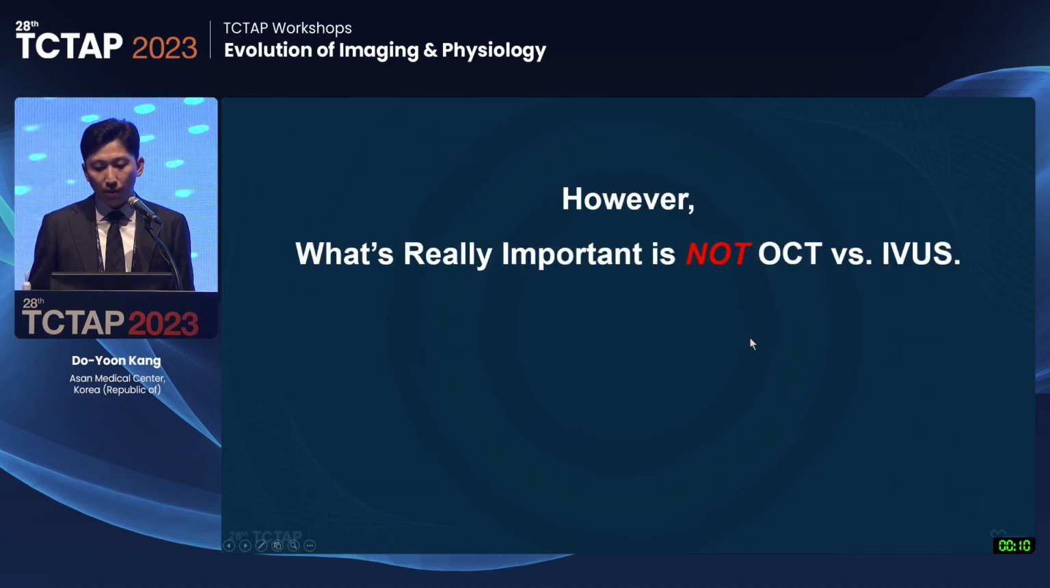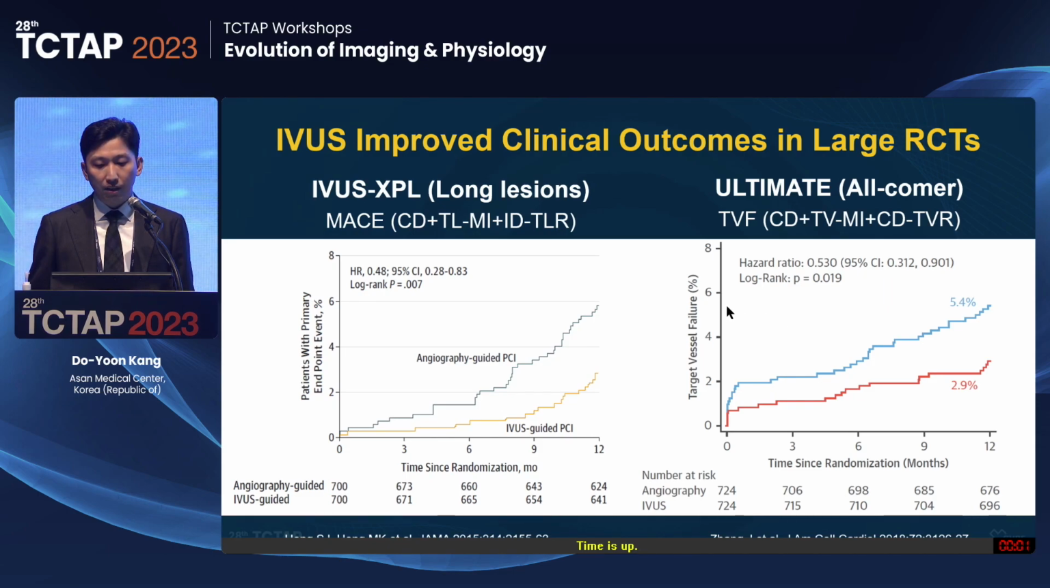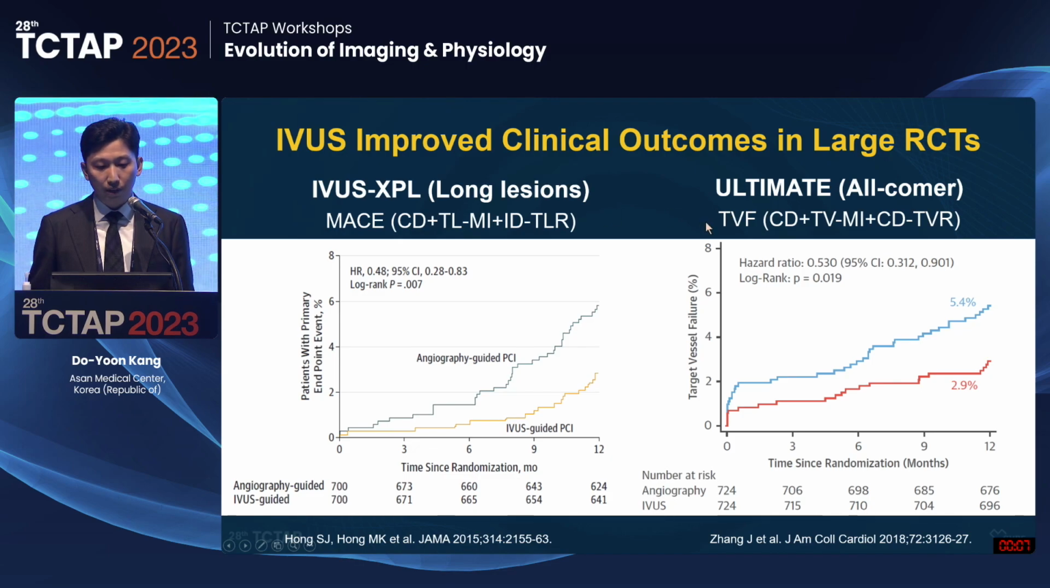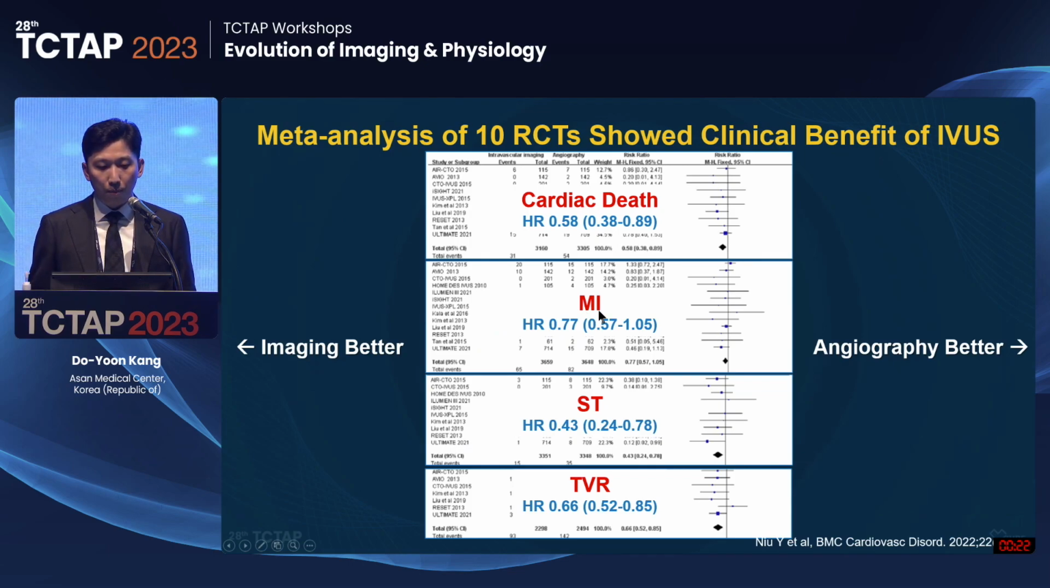However, what's really important is not OCT versus IVUS. The really important thing is to use any intravascular imaging for guiding PCI, especially in complex PCI. IVUS improved clinical outcomes in larger RCTs, IVUS-XPL and ULTIMATE randomized controlled trials, and the recent RENOVATE-COMPLEX-PCI trial with IVUS and OCT improved clinical outcomes in complex PCI compared to angiography-guided PCI. Furthermore, a meta-analysis of 10 RCTs showed clinical benefit of intravascular imaging devices compared to angiography-guided PCI.